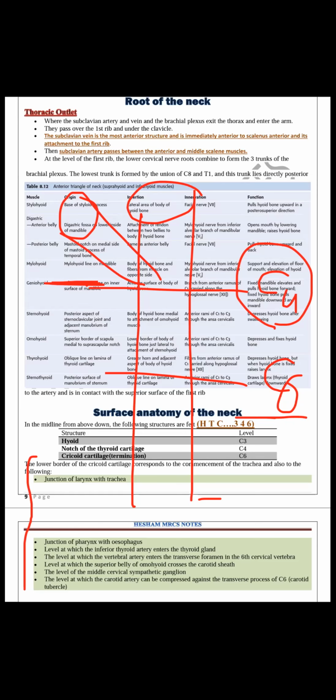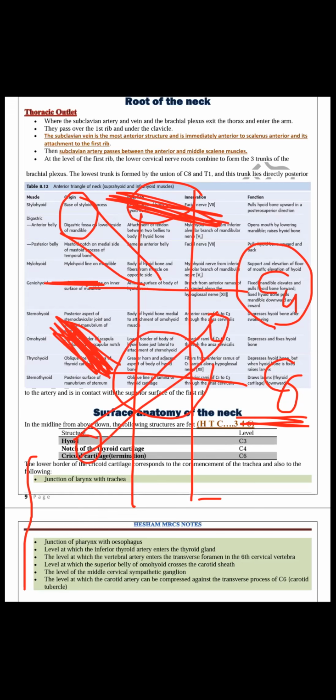While at C6, you have 2 important landmarks. First one is the superior belly of omohyoid passing in front of the carotid sheath. This is the first event. Second, you can feel and compress the common carotid artery opposite the carotid tubercle of the cricoid. If you have hemorrhage from this common carotid artery, you can control it by compressing the common carotid artery opposite the carotid tubercle of the transverse process of C6.